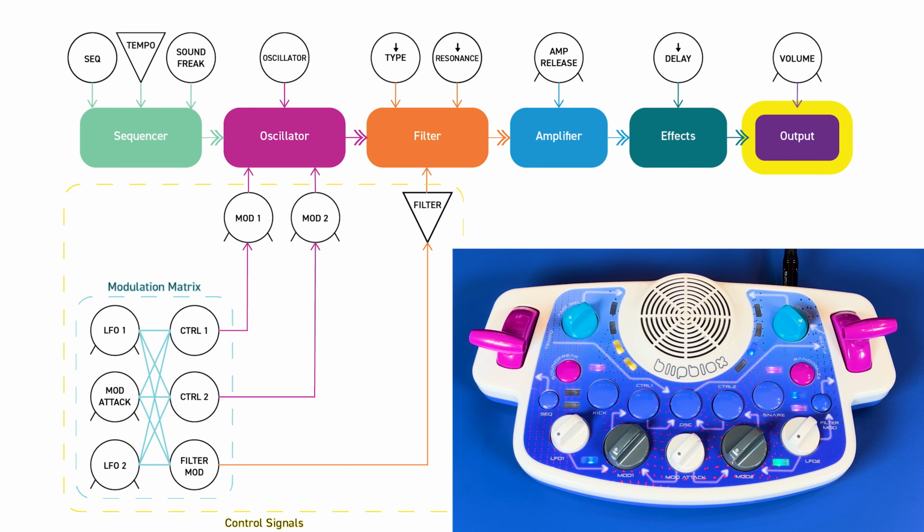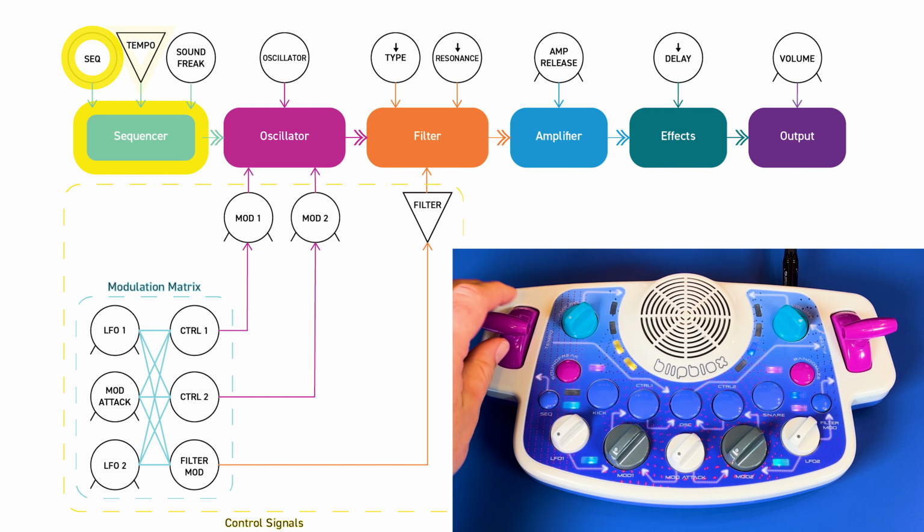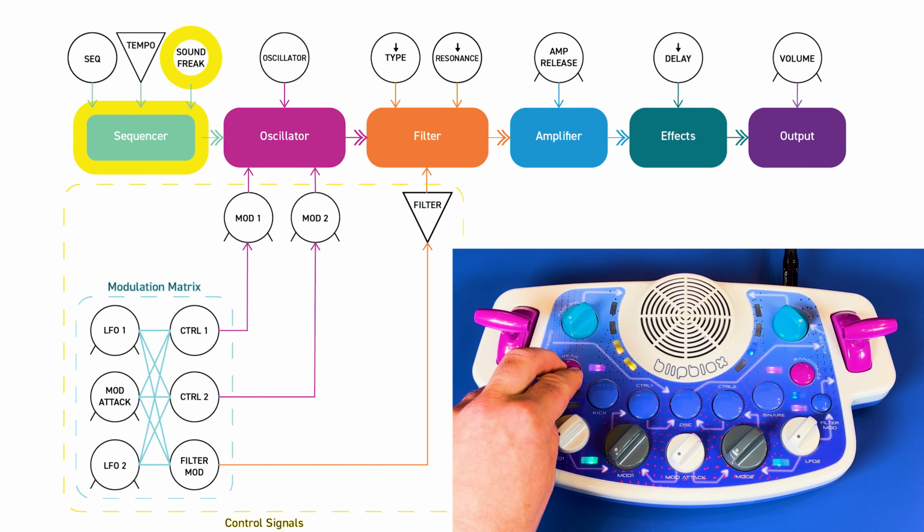The first block is on the far left. It's the green sequencer block. As you can see, the sequencer has 3 controls. It has the sequencer select, the tempo, and also the sound freak. The sound freak just randomizes all the notes.